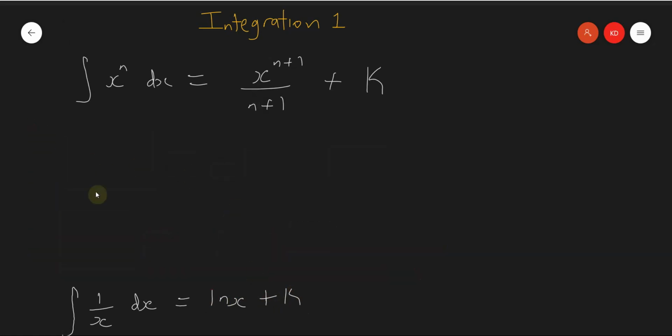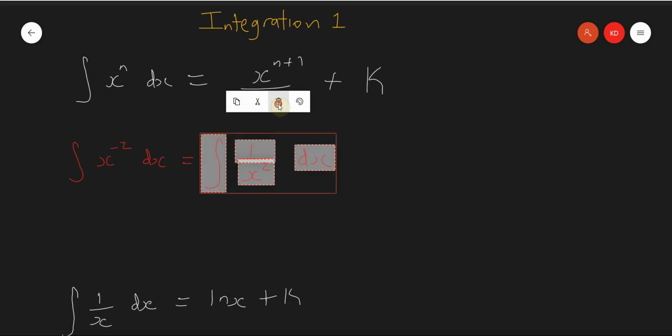Now let me write an example problem here. Let's say we had to integrate x to the negative 2 power, dx. If we remember our laws of indices, we should know that that's basically the integral of 1 over x squared, with respect to x. I'm just mentioning that if you got a problem like this, you can translate it to that. Okay, so let me clear this for now. Okay, good.